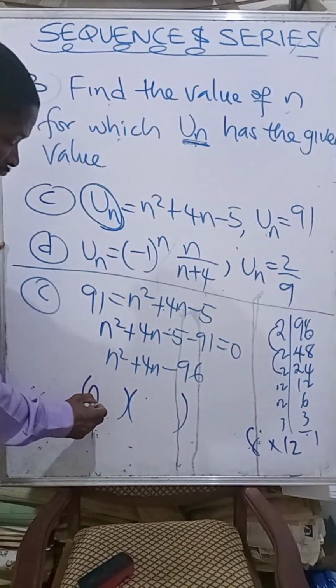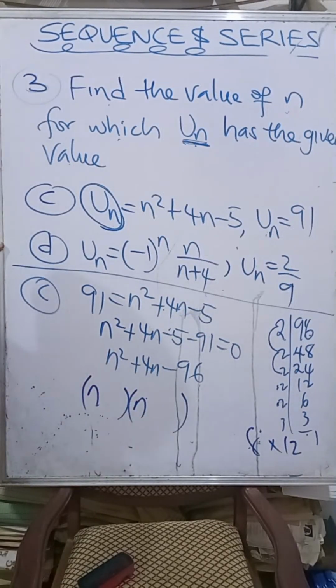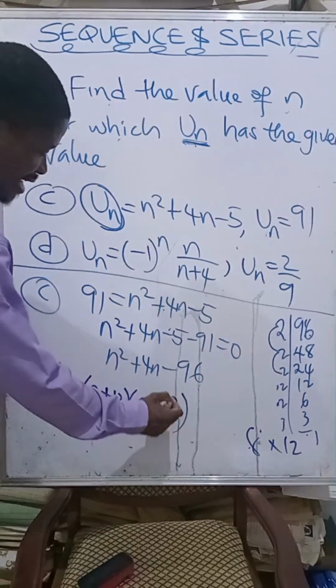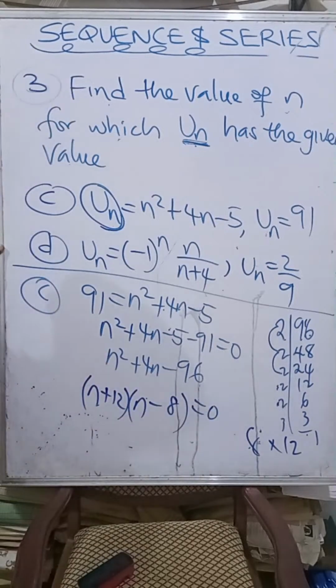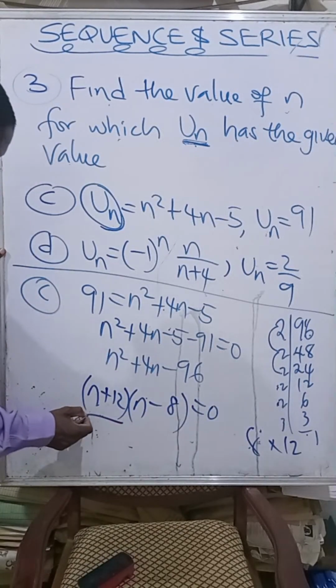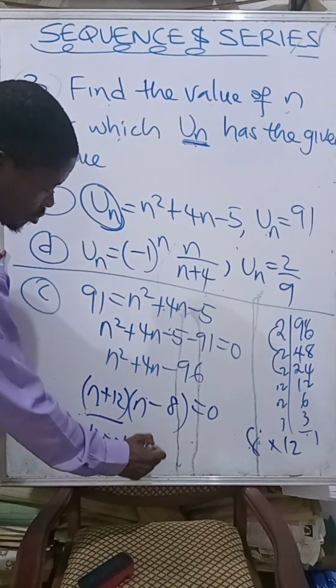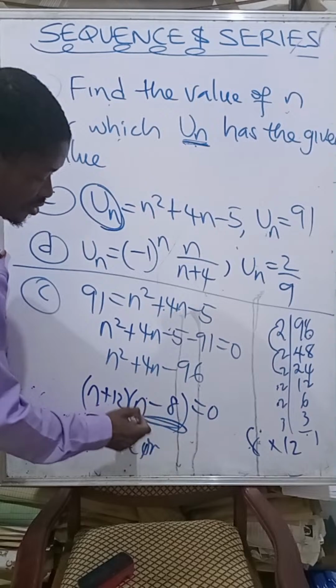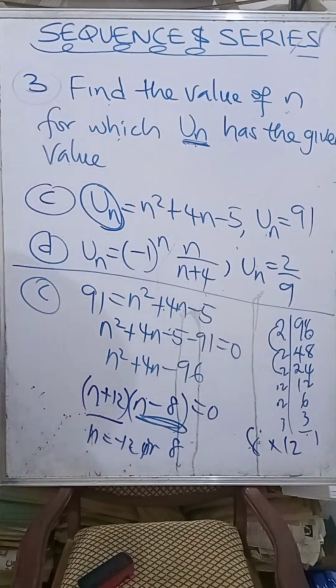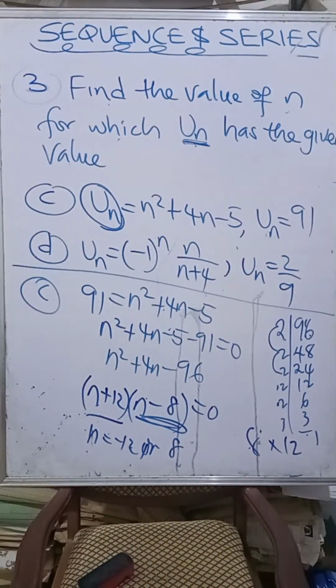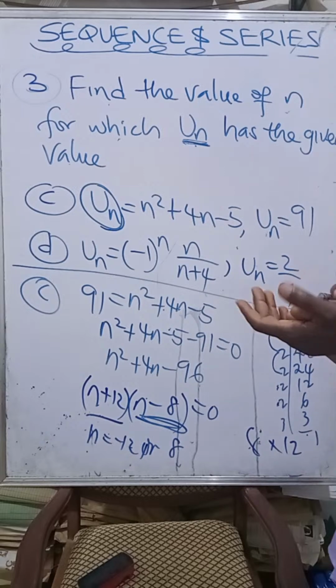One pair here for n, 1 here also for n. So that will be n plus 12 minus n minus 8 equal to 0. So n is equal to minus 12, and this one is also equal to 0, so n is equal to 8. So n is minus 12 or 8. So n is 8, that's the number of tens there.